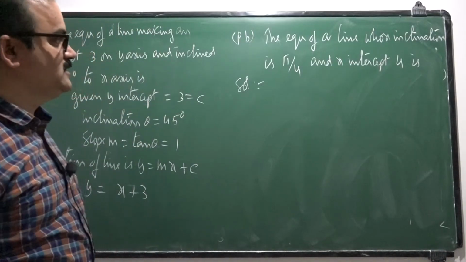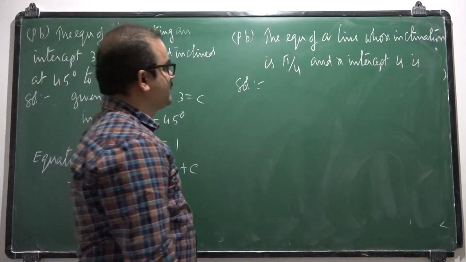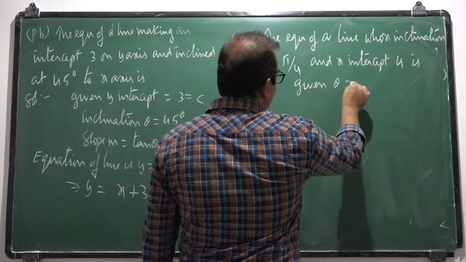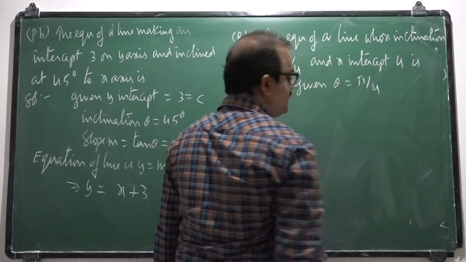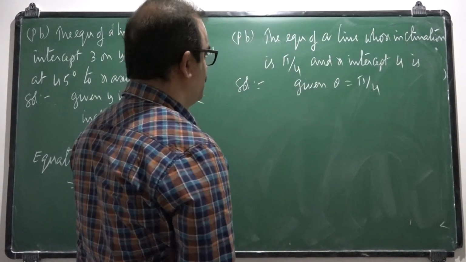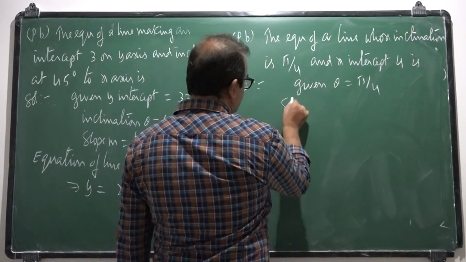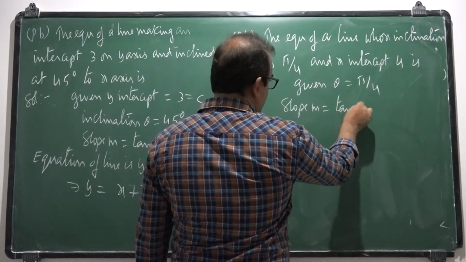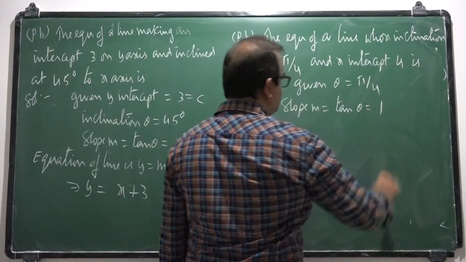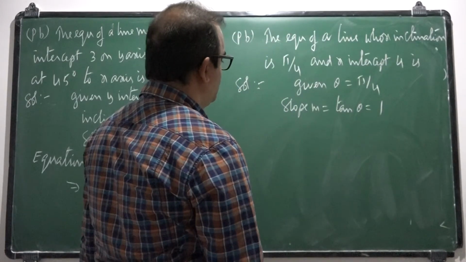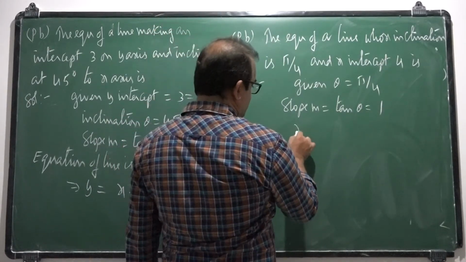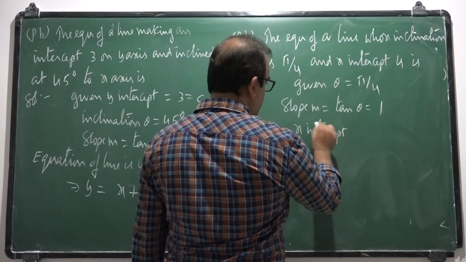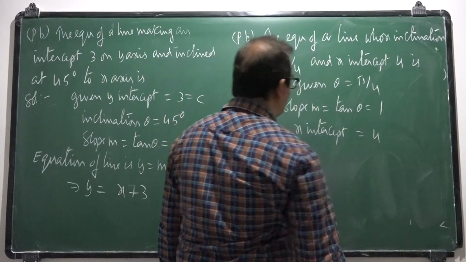Here what is given in that problem? Inclination is given. Inclination theta is equal to pi by 4. When inclination is given, then slope m is equal to tan theta, tan pi by 4, that is 1. X-intercept is given, x-intercept is equal to 4.